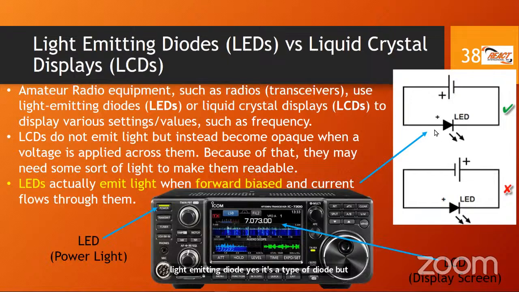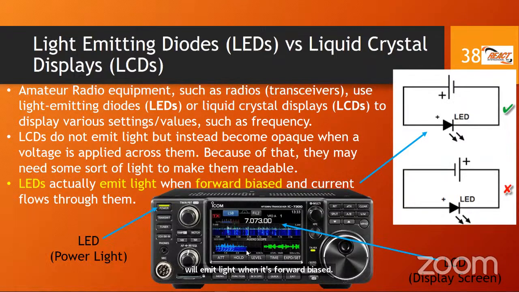You'll notice here that an LED looks just like a diode, except that you have these two arrows showing that it gives off light. So we need to know for the exam that there are LCDs and LEDs on our radio equipment. One of the other things about LEDs is that the LED will emit light when it's forward biased. When it's reverse biased, it will not typically give off light.